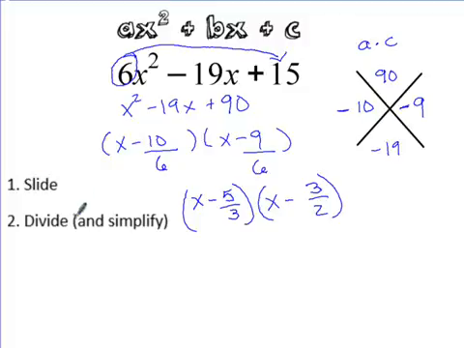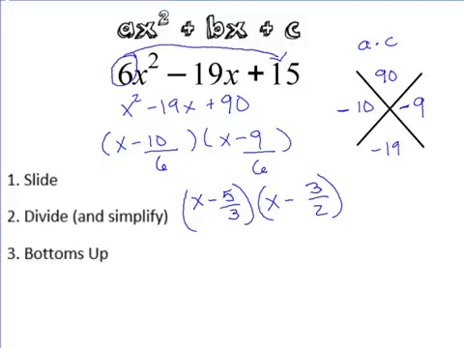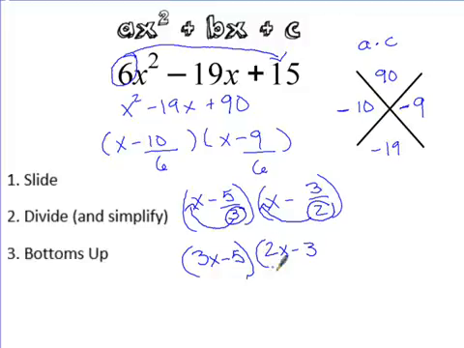So slide, divide. And then the last step is bottoms up. So what I'm going to do is take the denominators of my fractions and I'm going to move them up in front of the x. So now I have 3x minus 5 and 2x minus 3. And that right there is my final answer once I move the bottoms up.